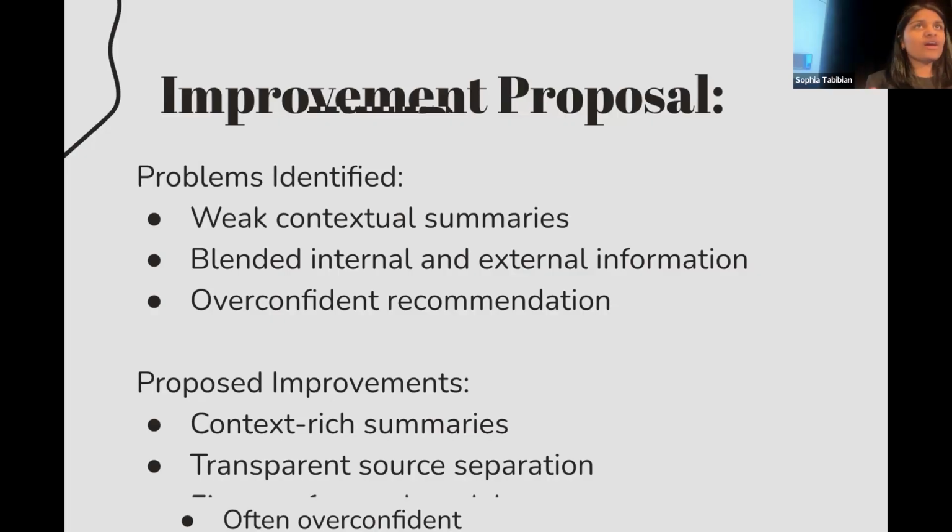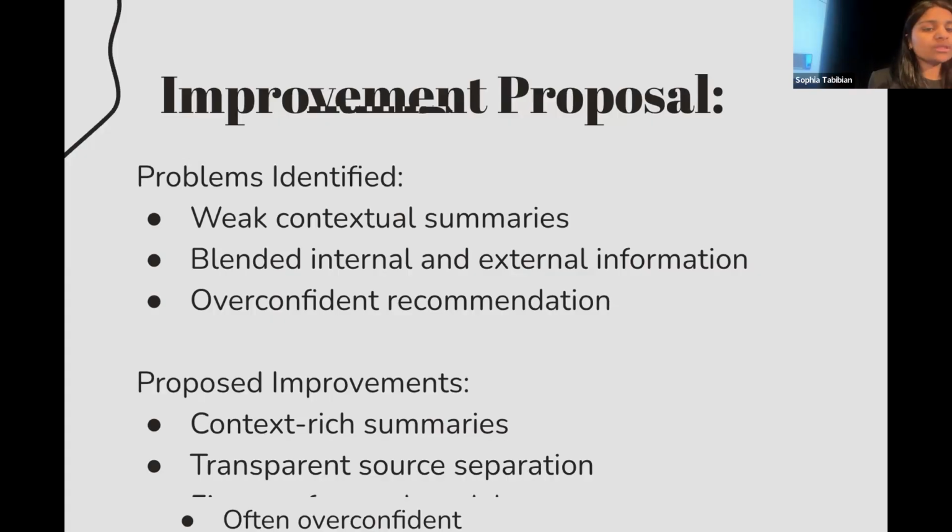So you get a paragraph that's defining terms and defining what the overall summary is about. And then before diving in, the next thing for blended external and internal information is transparent source separation. So separating what each source is saying and having a bibliography or something that's citing at the end.